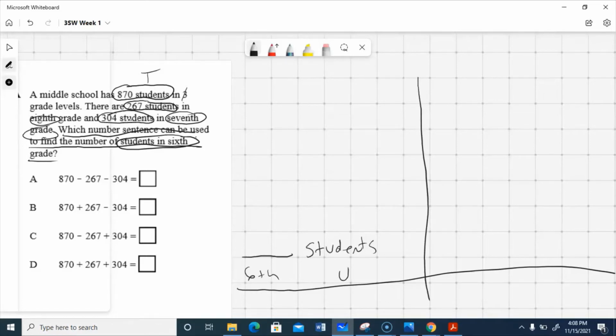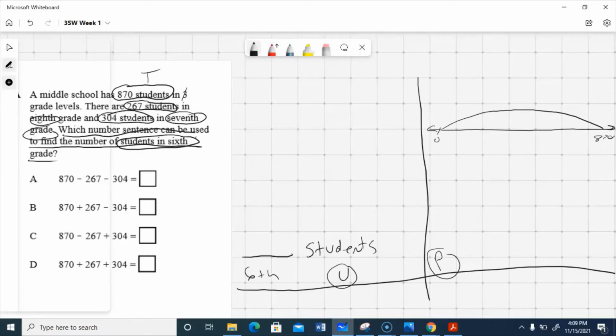Okay, I need to go ahead and understand what the question's asking. Okay, and I'm going to come up with a plan on how to figure out how many students there are in the 6th grade. So I like to use number lines. I'm going to draw a number line right here. Okay, I know the total amount of students that are in the middle school, and that's 870.